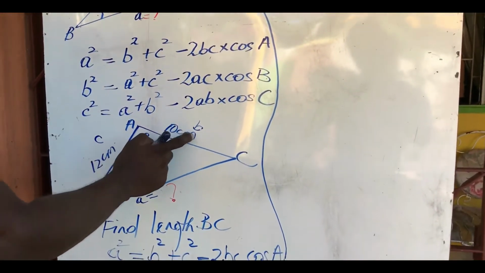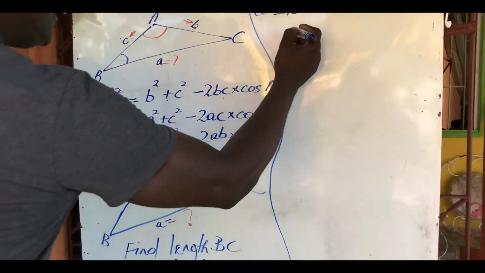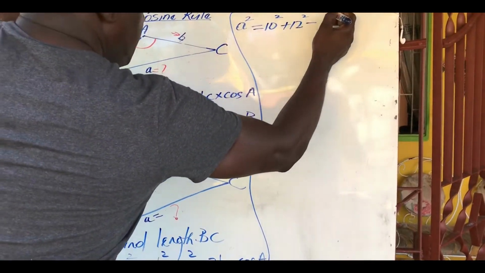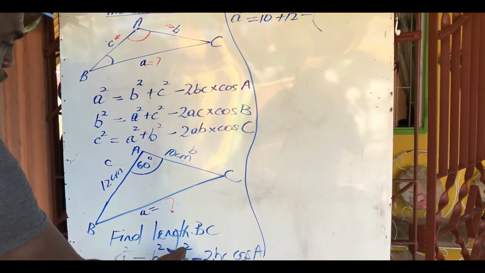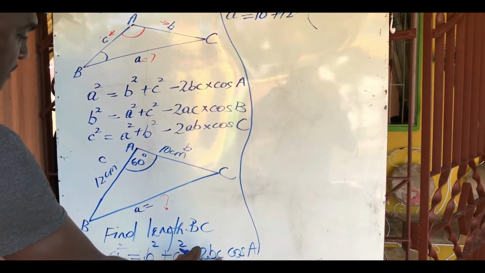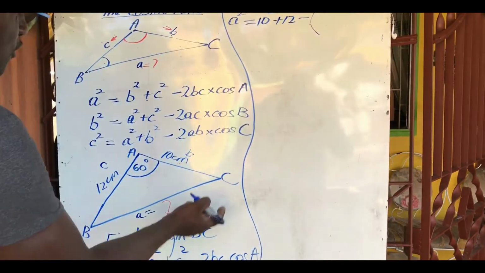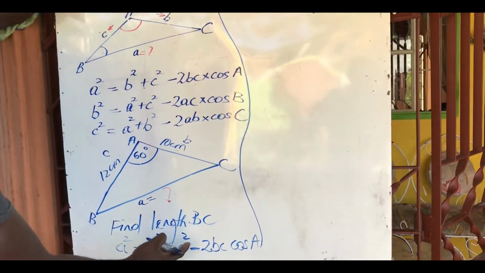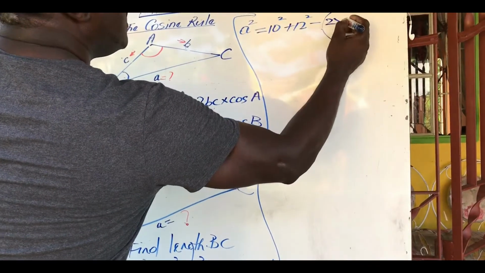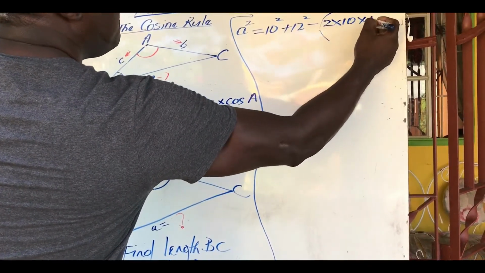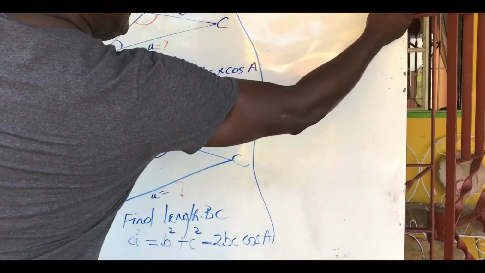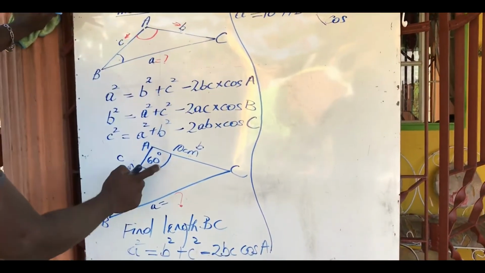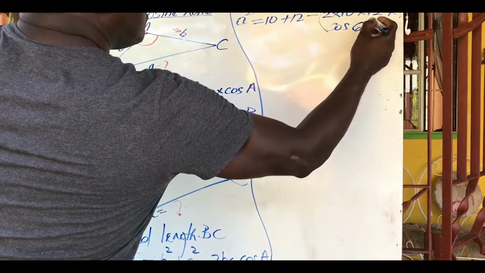You can leave out the unit for the time being. So it's 10 squared plus 12 squared minus 2bc. It's best to put 2bc, which is 2 times b times c, in a pair of brackets so you don't make any mistake, because you are supposed to multiply before you subtract. So it is 2 times 10 times 12 times the cosine of A, but A here is 60 degrees.